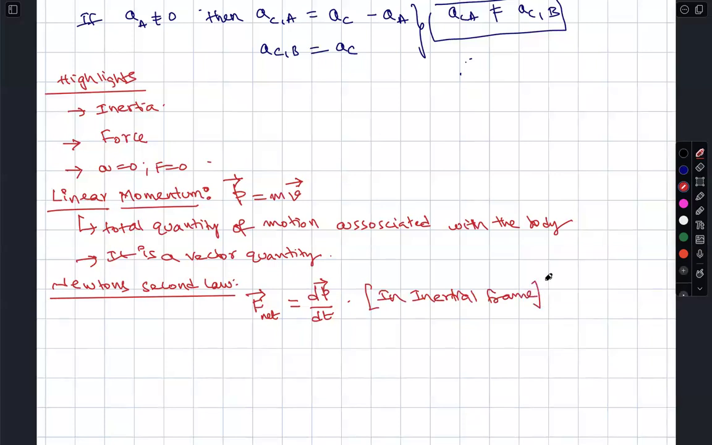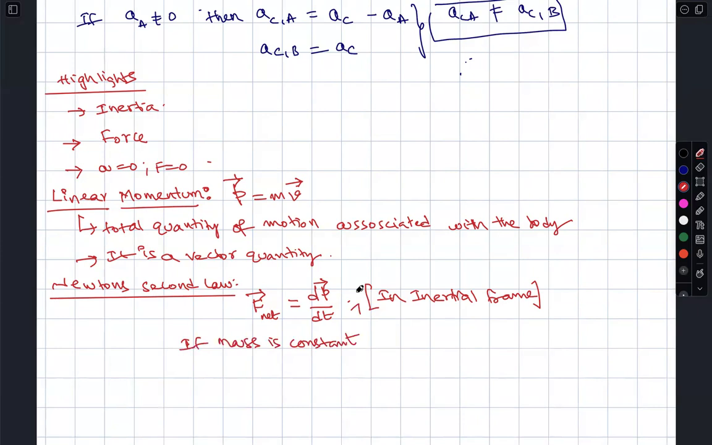This is how you will apply it in an inertial frame. So therefore, in an inertial frame of a system, net force is the time rate of change of momentum, suppose the mass is constant, fixed, it is not losing or gaining mass.